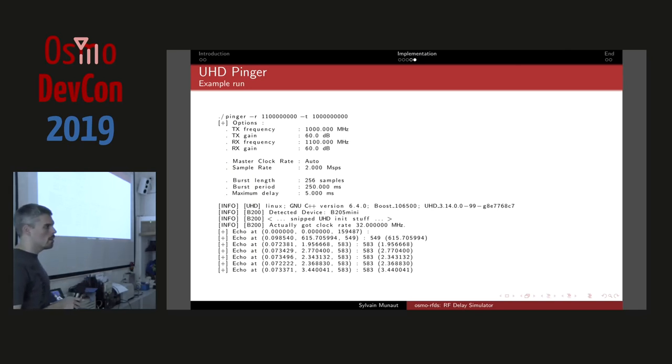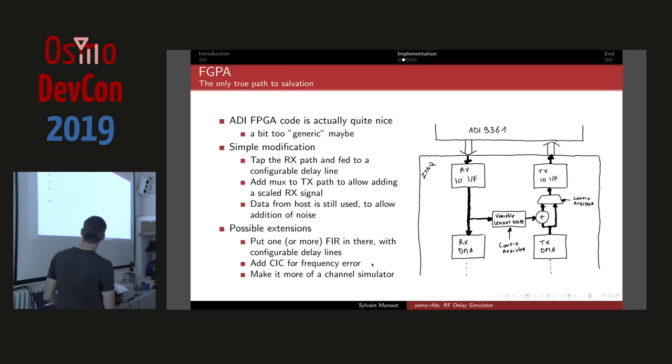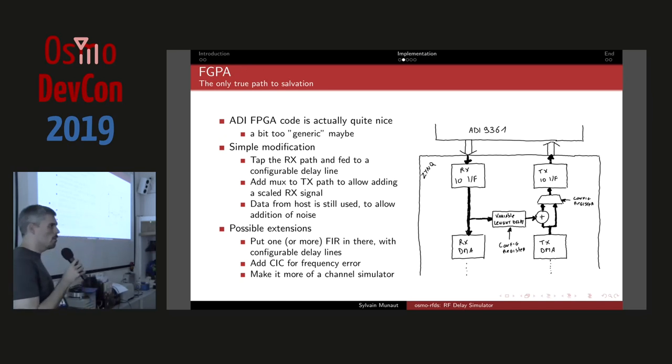It's related to what Keith said. You add a delay to the signal, but can you also simulate multipath? No, not at the moment. It would be fairly easy to simulate multipath because you can just instantiate a second block and a second adder, and have both configurable, for instance.